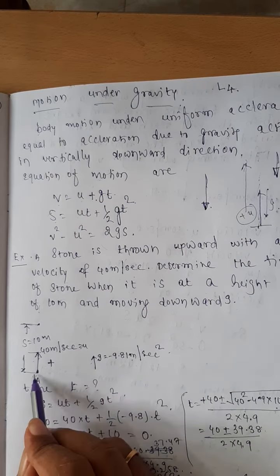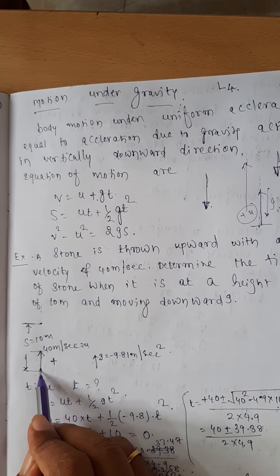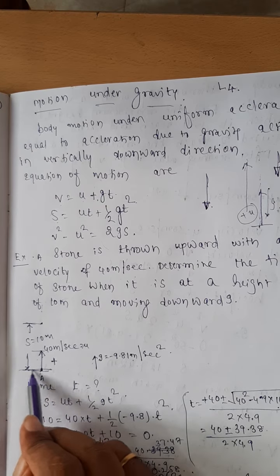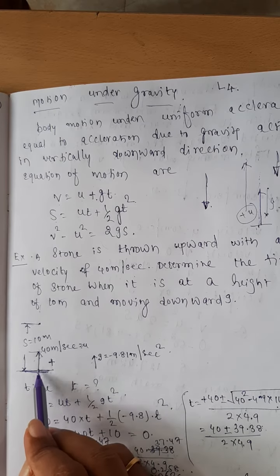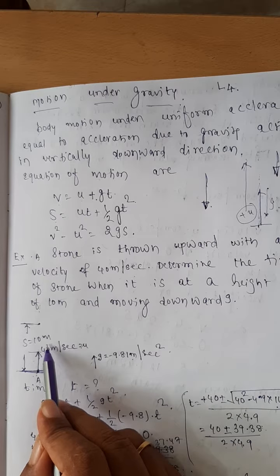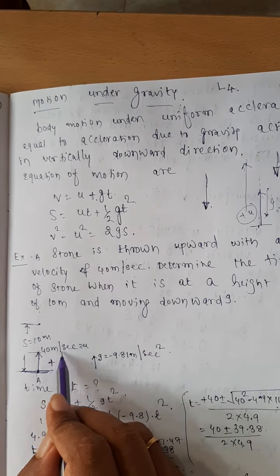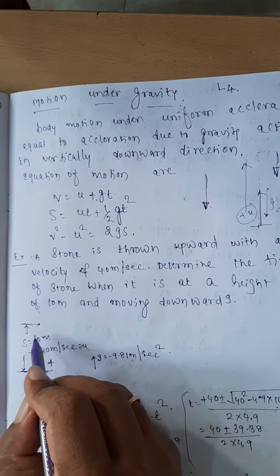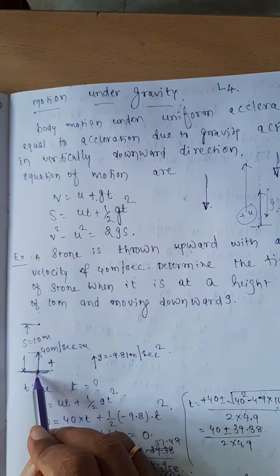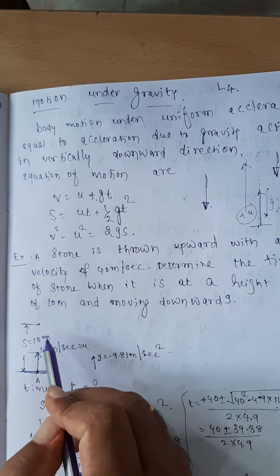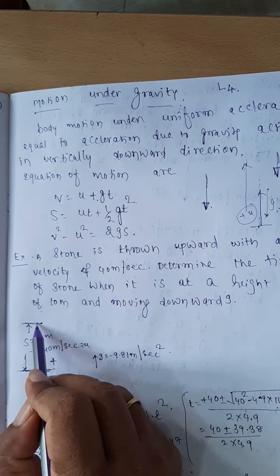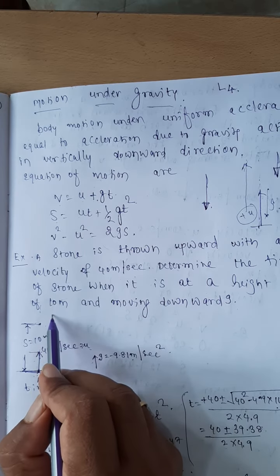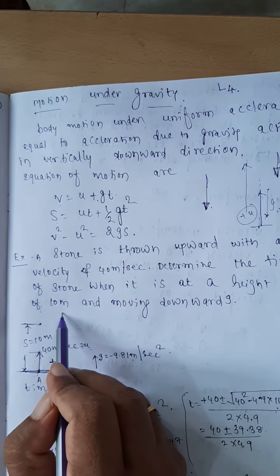See the problem here. From here he is throwing the stone in a vertically upward direction, so from here our study starts. The body is thrown vertically upwards with initial velocity of 40 meter per second. Now what he is asking is, when the body is at a distance of 10 meter above the ground, what is the time, and that too when the body is moving in the downward direction. This is very important.